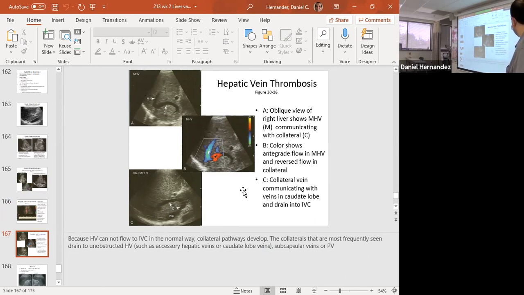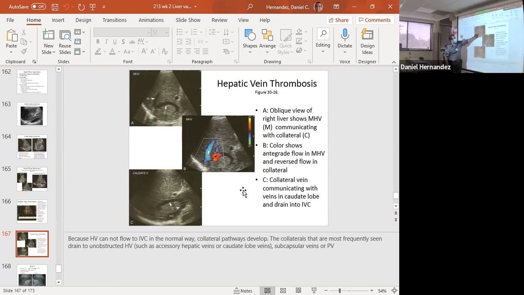So this is an oblique view of our right liver showing the middle hepatic vein communicating with collaterals. Color flow shows antegrade flow in the middle hepatic vein and reverse flow in the collateral. And the collateral vein communicating with veins in the caudate lobe that drain into the IVC. So C is just showing caudate lobe.